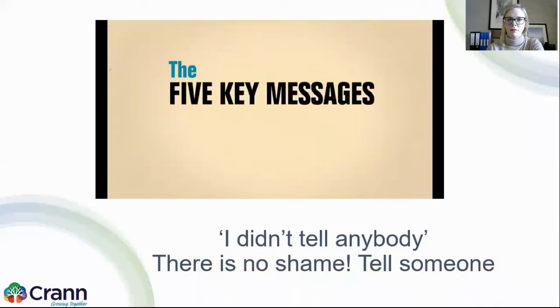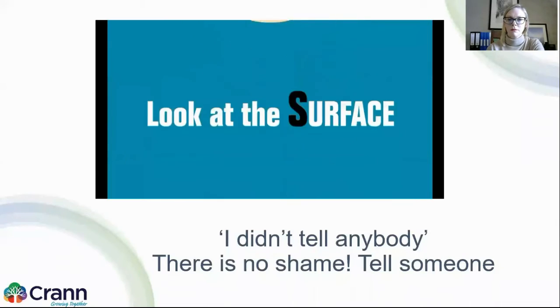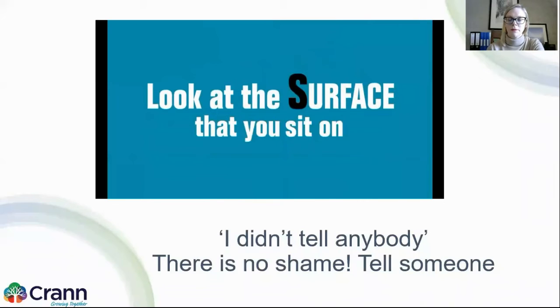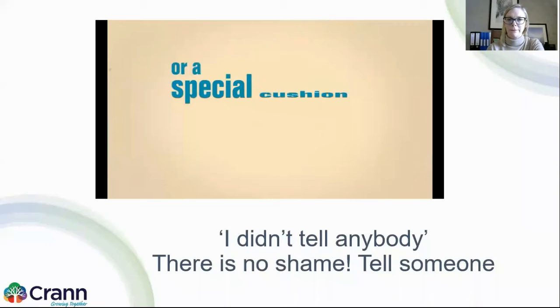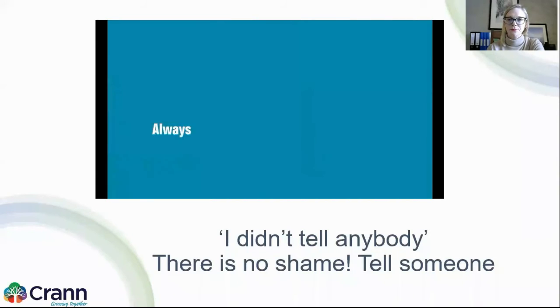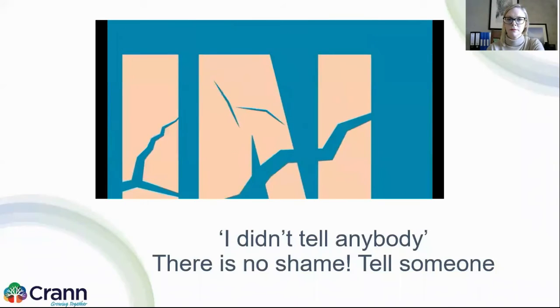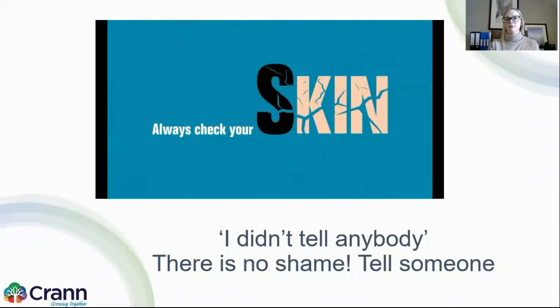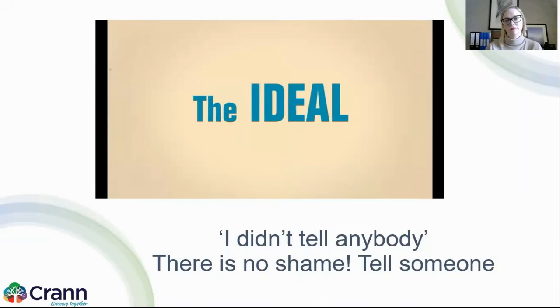The 5 key messages to prevent pressure ulcers are to look at the surface that you sit on and that you sleep on at night. It might be that you need a special cushion or a special mattress that helps redistribute the pressure evenly. Always check your skin. Skin inspection is so important in picking up skin changes early on. Always keep moving, keep mobile. The ideal for somebody at home is to move every 2 hours.